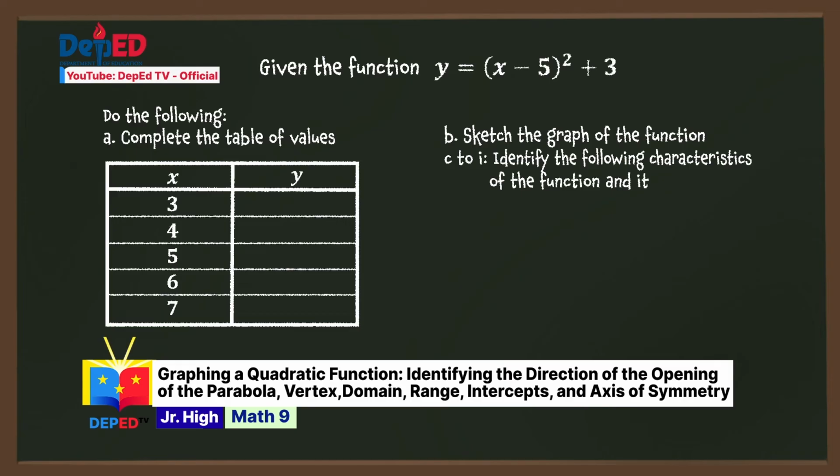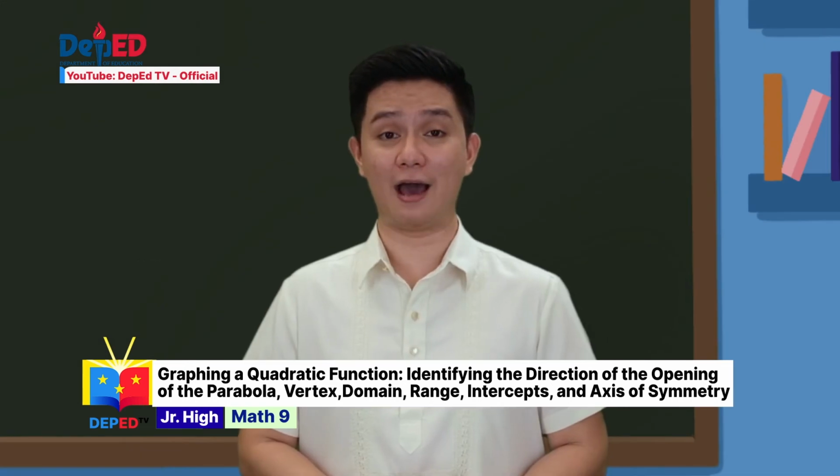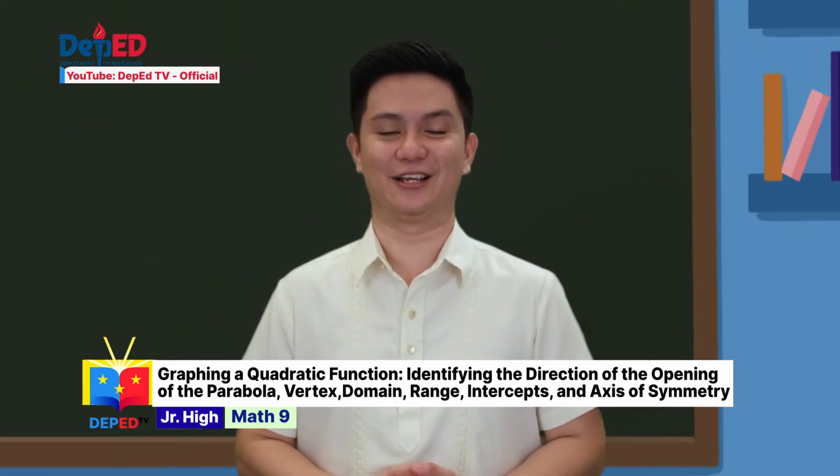For C, direction of the opening of the graph. For D, vertex. For E, domain. For F, range. For G, x-intercepts. For H, y-intercept. And for I, axis of symmetry. You have 3 minutes. Go!